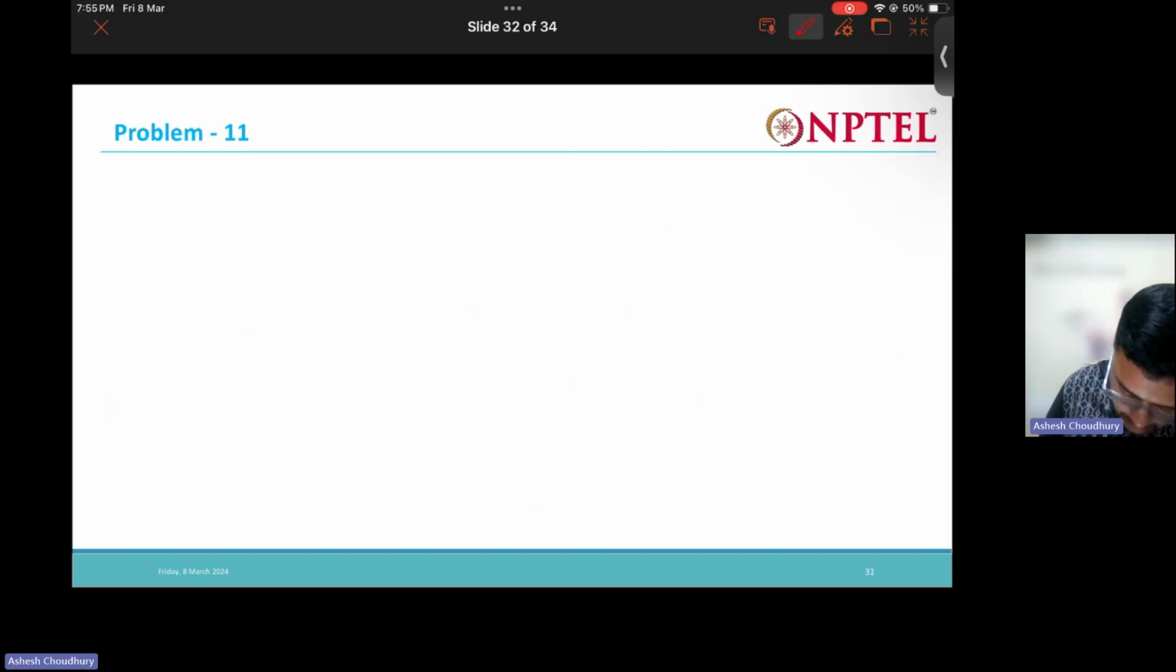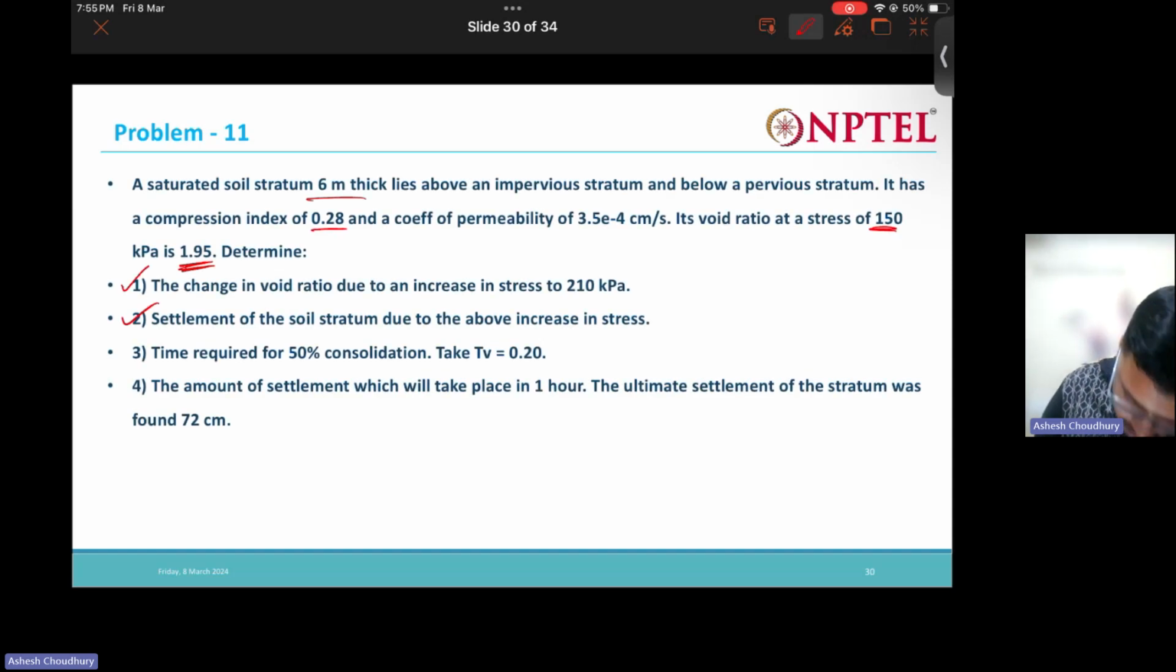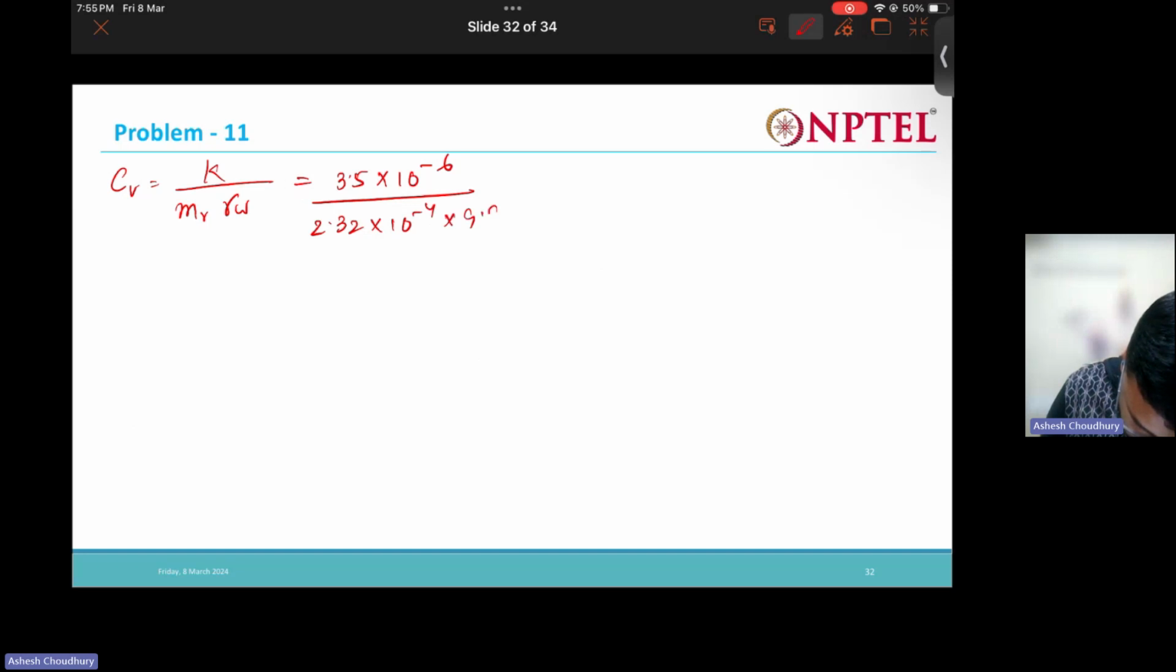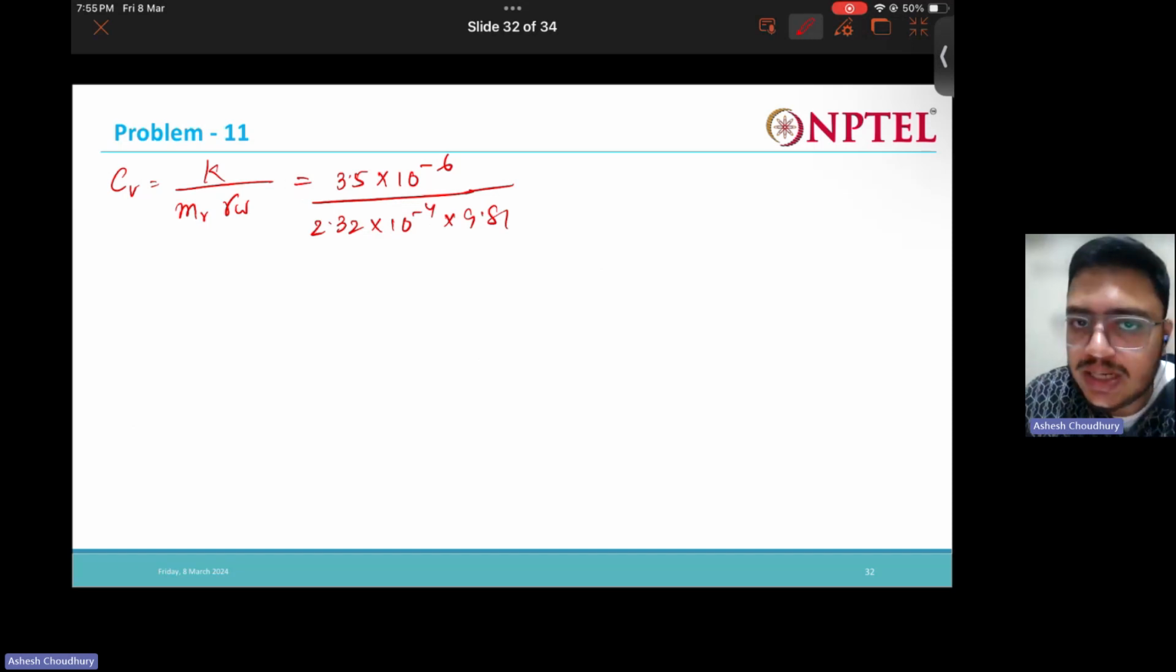So K, is it given to us? K should be given to us, right? The coefficient of permeability is given as 3.5 to the minus 4 centimeters per second. Centimeter will convert to meters, so 2.5 into 10 to the power minus 6. Please be careful with the units. If you make a mistake in units, your whole answer will come out wrong.